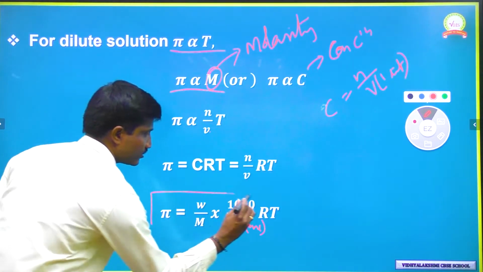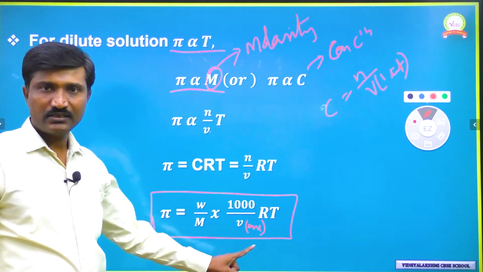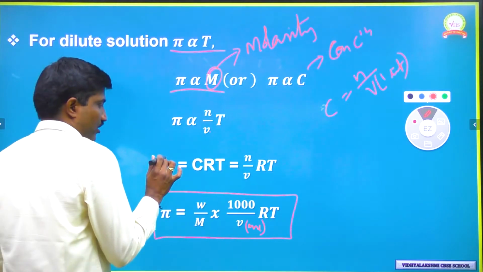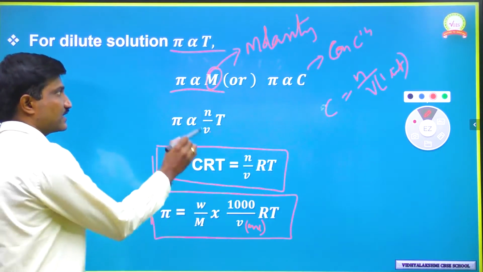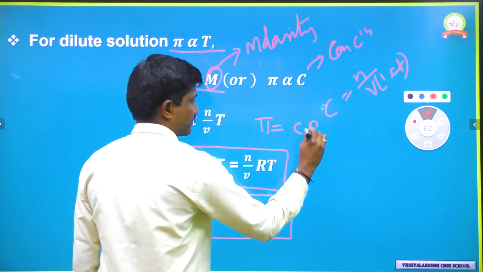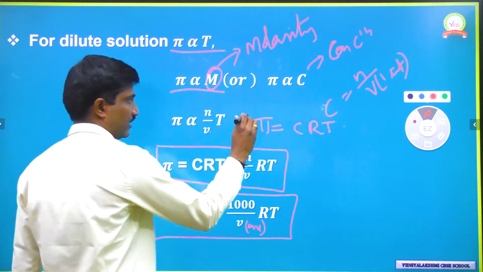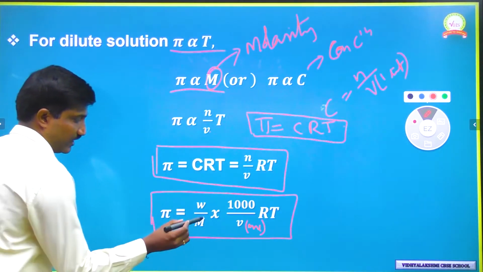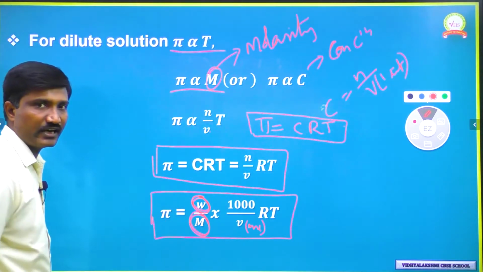So this is the final equation to calculate the osmotic pressure of that solution if the amount of the solute is given. If the number of moles of the solute is given, then this is the equation to calculate osmotic pressure. If concentration is given directly, then we can calculate like this: pi equals CRT. That is this equation, if concentration is given in molarity, capital M. In this equation, if we see carefully, W is nothing but the weight of the solute and M is nothing but the molecular weight of the solute.